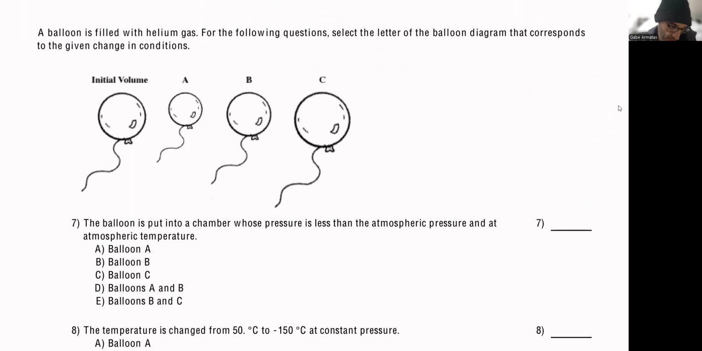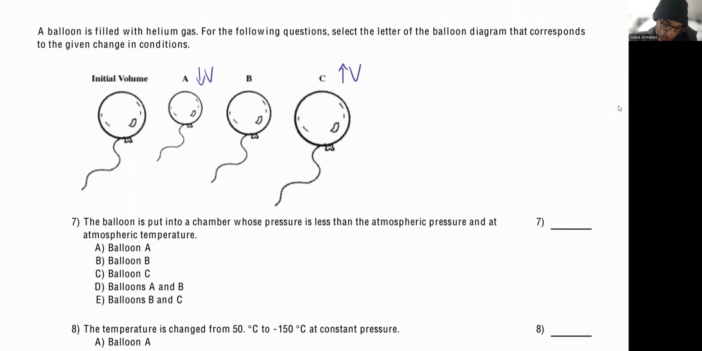These are conceptual. So a balloon is filled with helium gas. The gas type will not matter, okay? For the following question, select the letter balloon diagram that corresponds to the following. So what we're seeing here, the initial volume, A seems to have decreased in volume. B seems to be a steady, no change in volume, and C seems to increase in volume. So these are all related to the volume question of what's going to happen, increase, decrease, or remain the same. So a balloon is put into a chamber whose pressure is less than the atmospheric pressure and at atmospheric temperature.